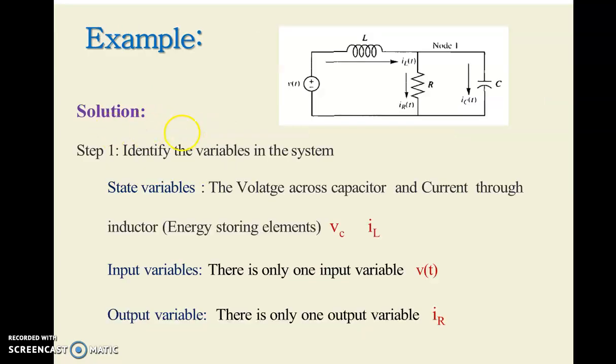Alright, let's go ahead with the solution. By properly observing the circuit, we understand that state variables are the voltage across the capacitor and current through inductor. Why do we say so? Because they are energy storing elements, and we have initially mentioned current and voltages with respect to energy storing elements are taken as state variable. Our input variable is voltage applied to the circuit, and output variable is given in the problem statement as current through the resistor.